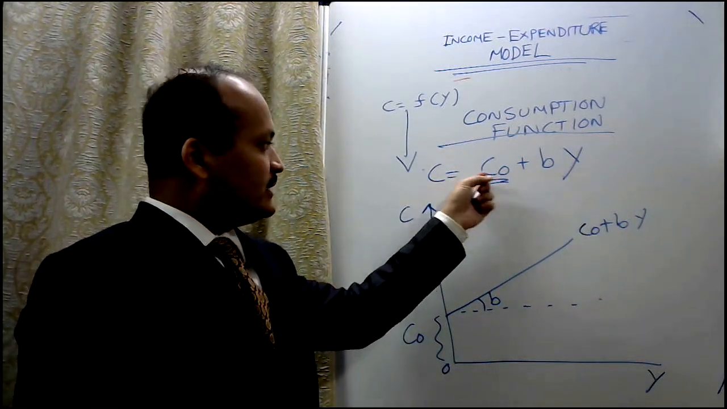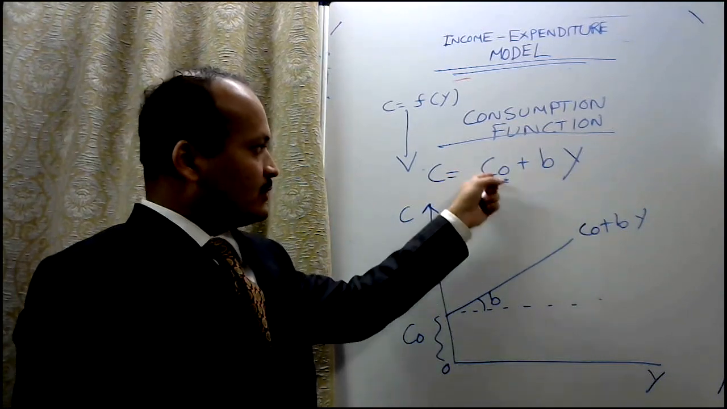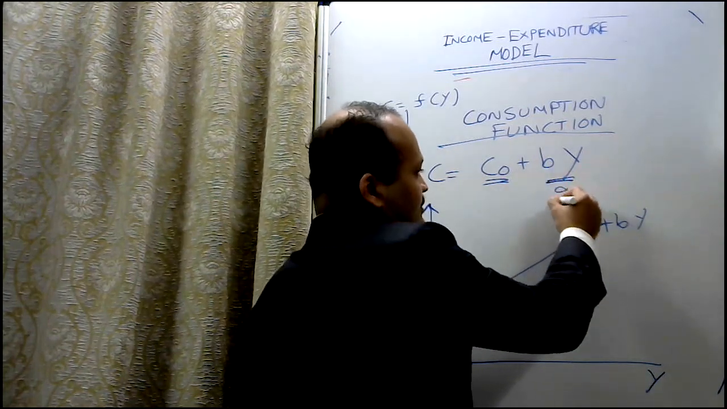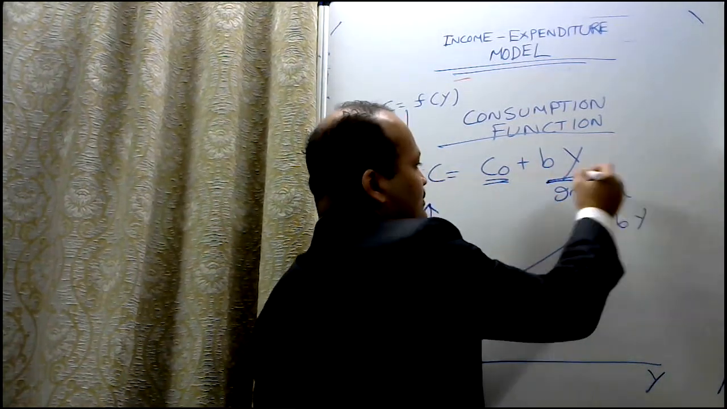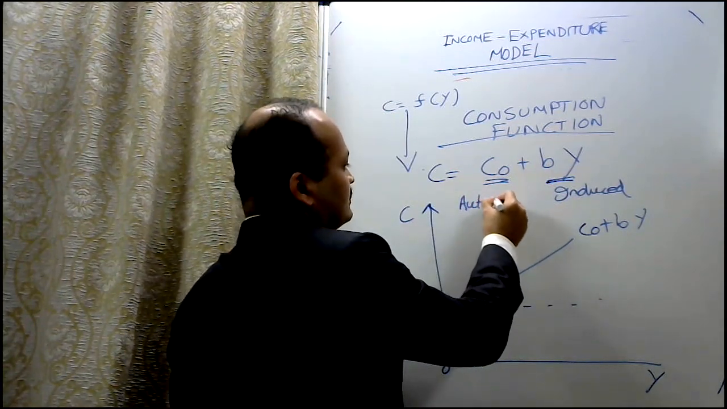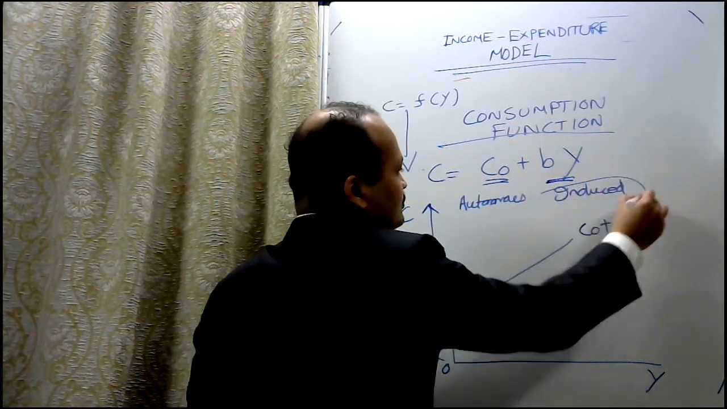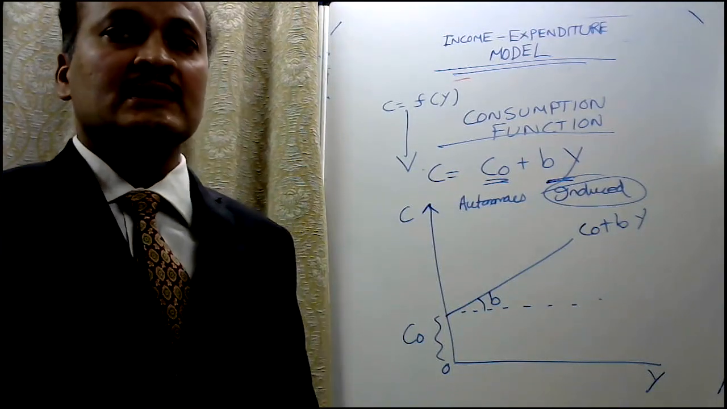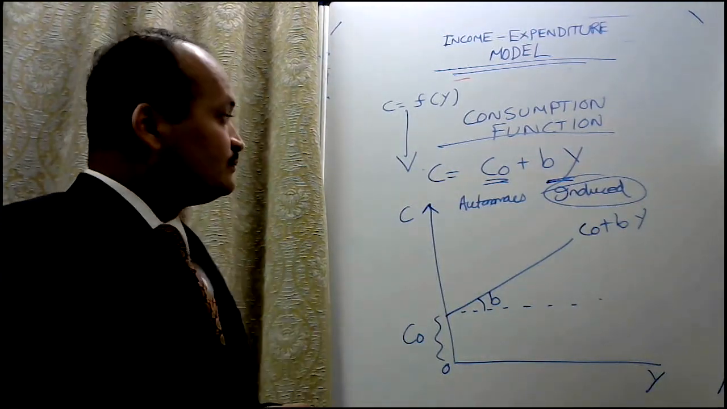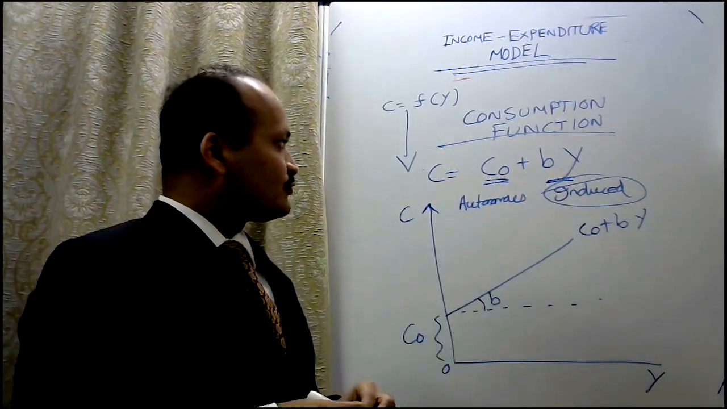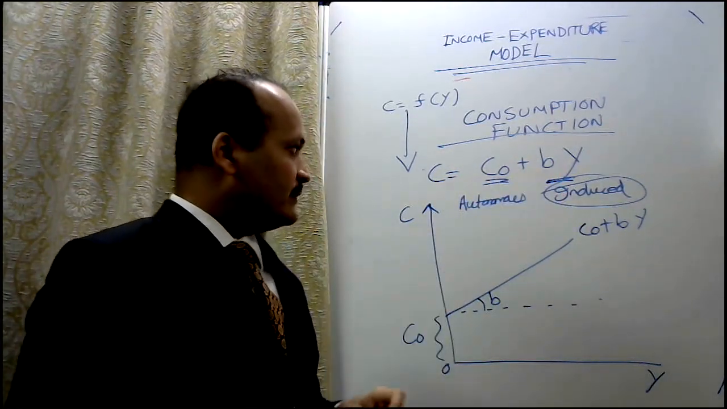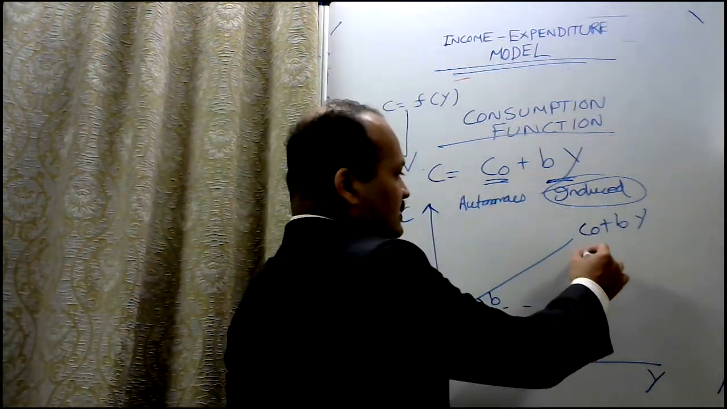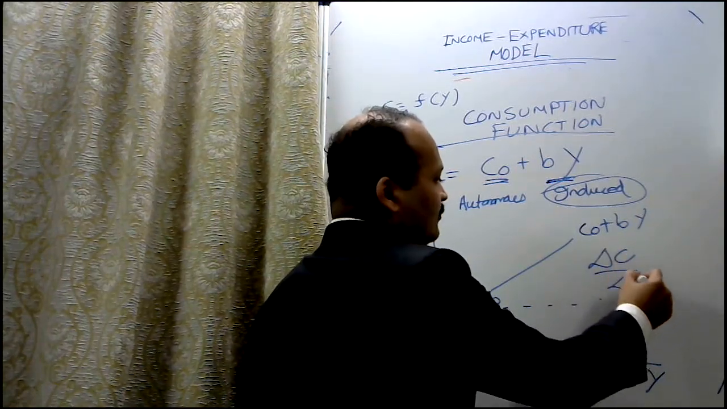So C is partly the autonomous consumption, and the BY is called the induced consumption. This is the induced consumption, and this is the autonomous consumption. And induced in what sense? It tells us, when income changes, how your consumption responds to income. And the factor by which consumption responds to income is given by B. B is nothing but the slope of this line, which is del C by del Y.